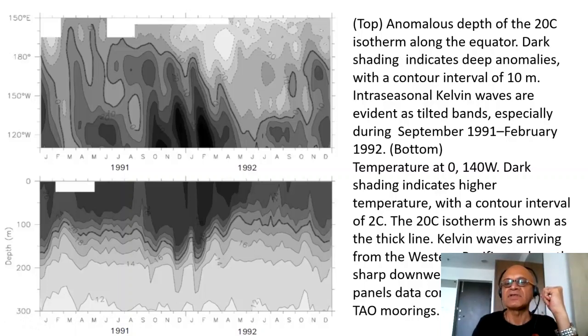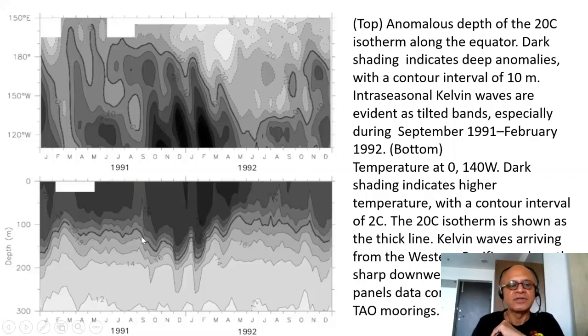Intra-seasonal Kelvin waves are evident as tilted bands, so they propagate relatively fast. They can cross the tropical Pacific from west to east in about 3 months, so that's basically intra-seasonal time scale. That's why you don't see a massive tilt here. But if you looked at the same thing in Rossby waves, you will see a much bigger tilt because they propagate much more slowly westward and so on.